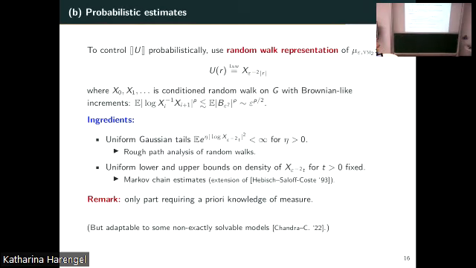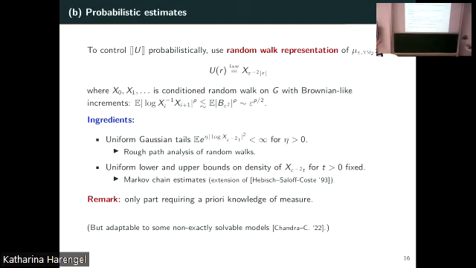Actually, I also want to say one final word on this. This was deterministic analysis. There's also a probabilistic step, which is probabilistically controlling this measure of non-flatness. And maybe I should put this remark up top: this is the only part where we require a priori knowledge of the measure. This probabilistic step is the only place where we need to know something about these discrete Yang-Mills measures. And what we need to know about them is that they admit nice random walk representations.